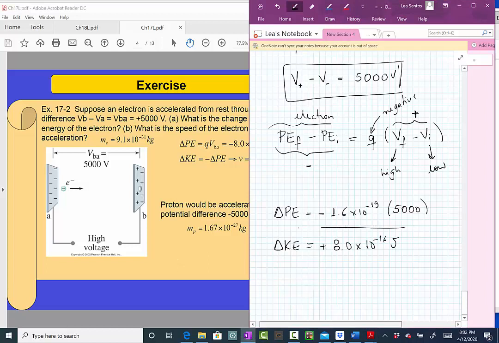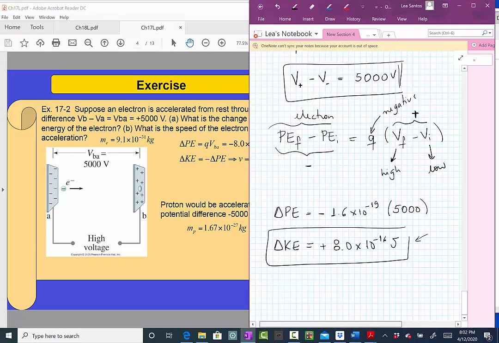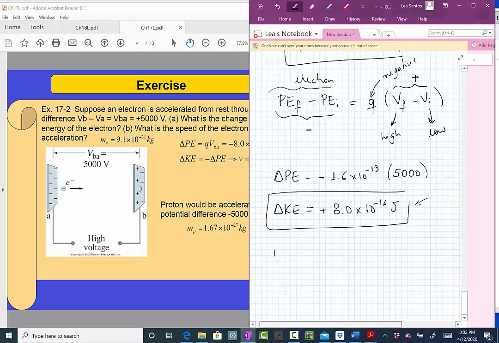Okay, so this is the kinetic energy. The problem didn't ask for the kinetic energy, but getting this value is useful for the question that is coming next. The question is, what is the speed of the electron as a result of this acceleration? Well, what is the change in kinetic energy? It is the final kinetic energy minus the initial kinetic energy. Since the particle was initially at rest, this is 0. And this is 8 × 10 to the minus 16 joule.